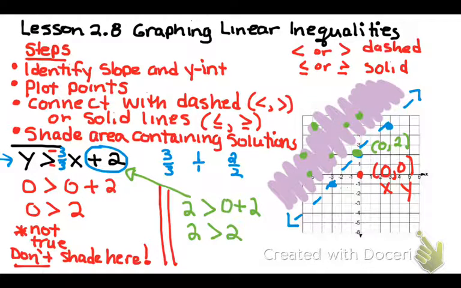So any point that falls on the dashed line is not a solution because we do not have the equal to bar underneath that symbol. So only the values above the dashed line are solutions. Let's try another.